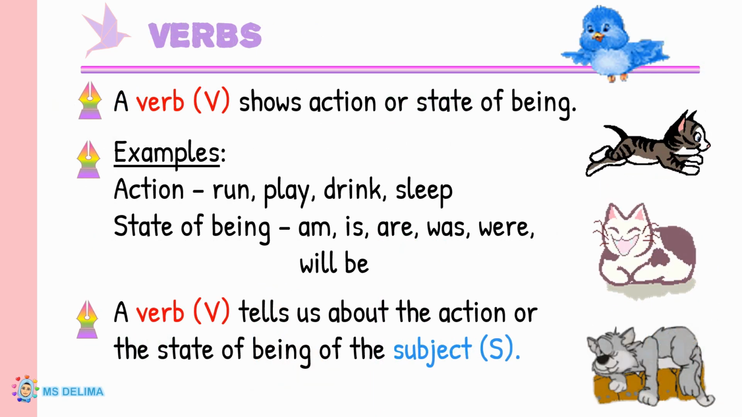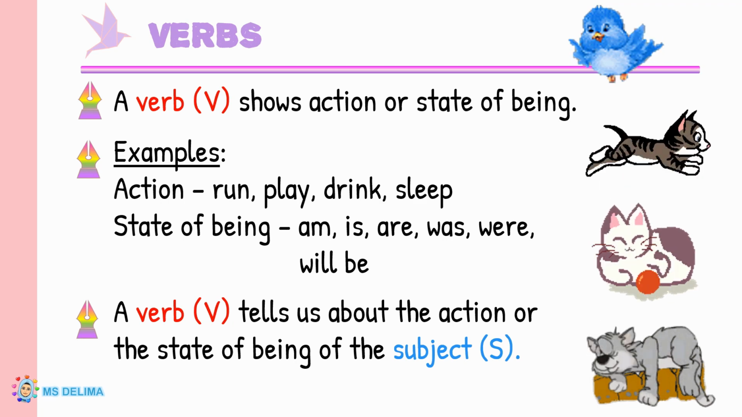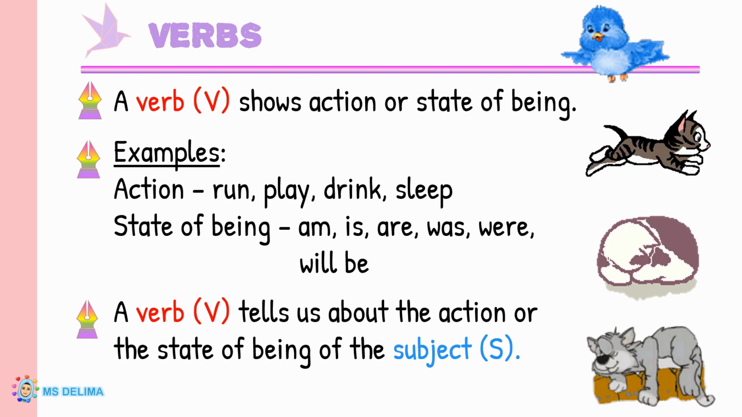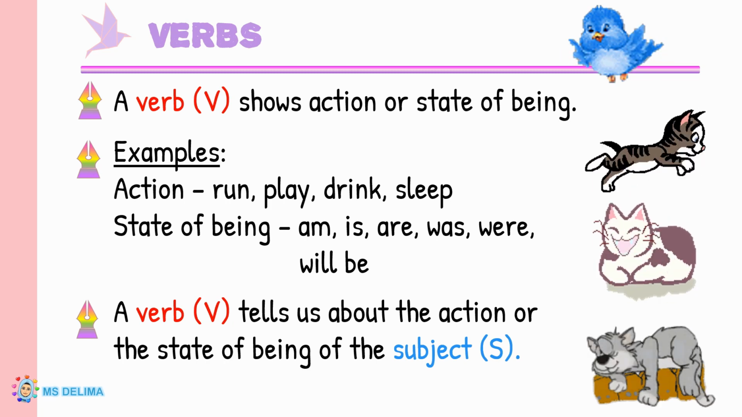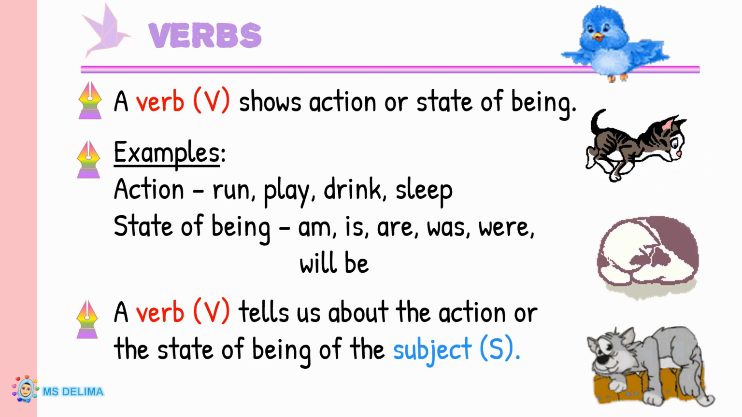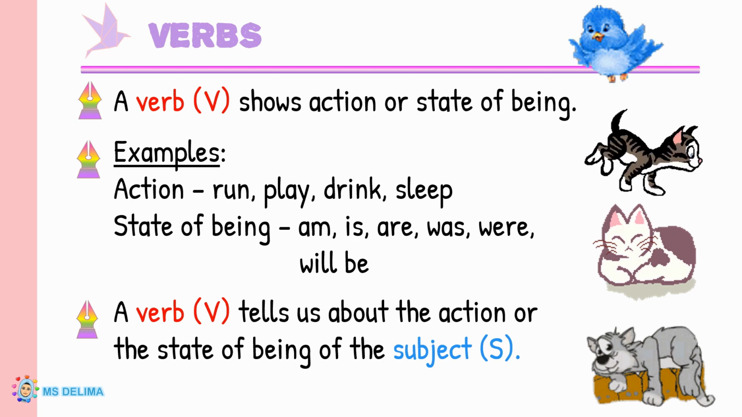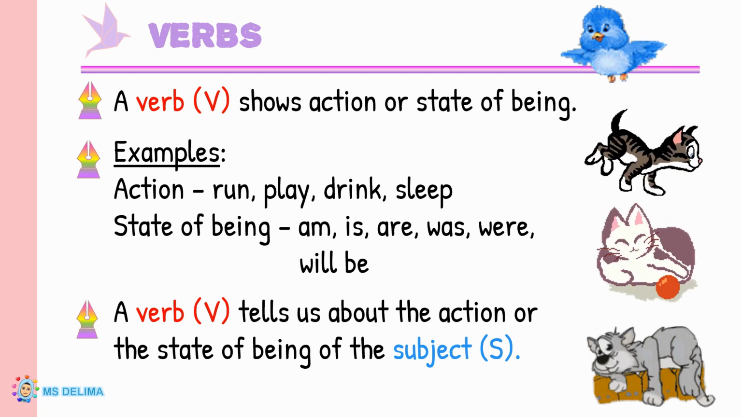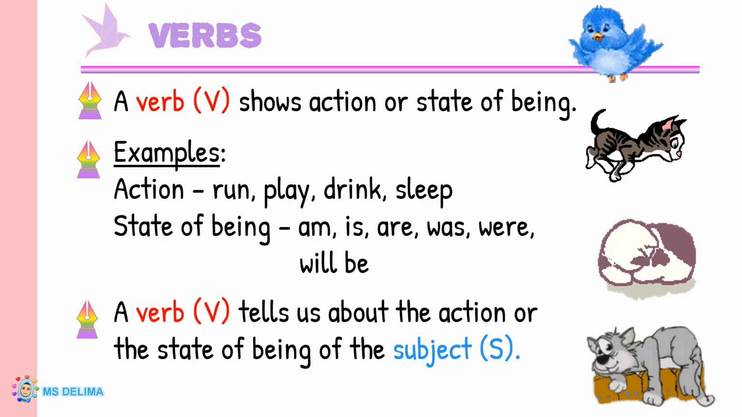Alright, now, what are verbs? A verb shows action or state of being. Some examples for action, such as run, play, drink, sleep. And examples for state of being are am, is, are, was, were, will be. A verb tells us about the action or the state of being of the subject.